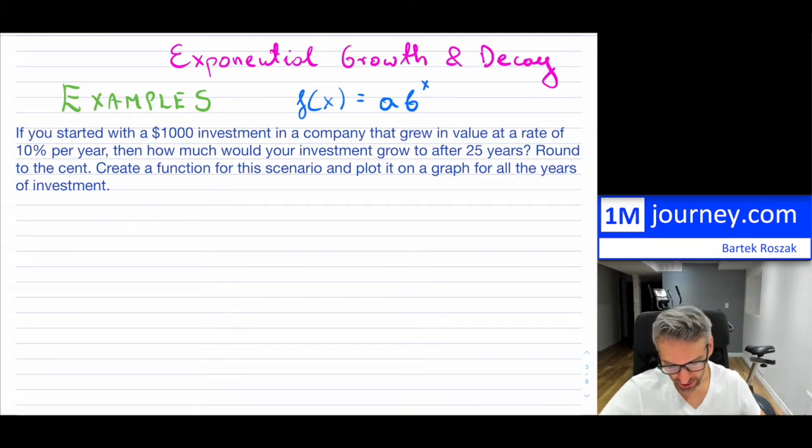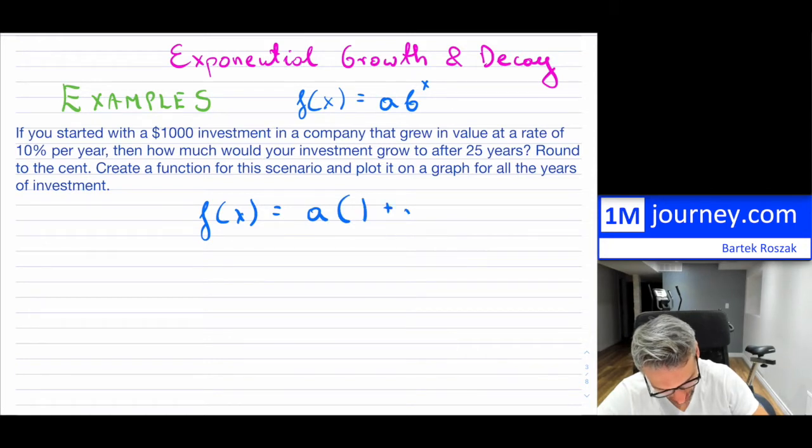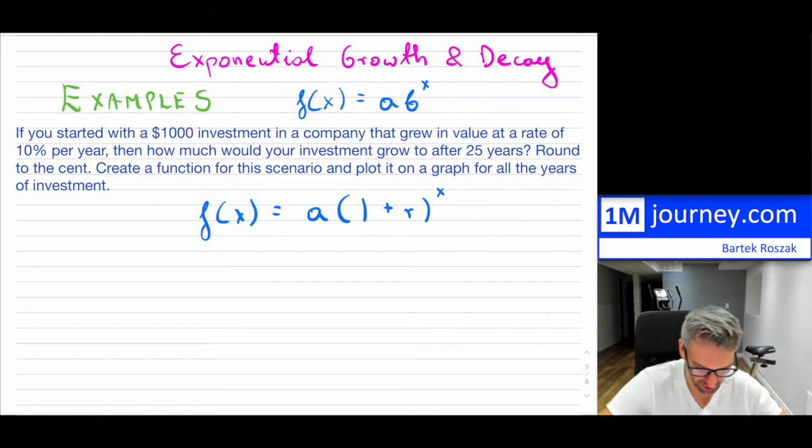If you remember, in terms of growth, instead of writing the function in the format that I did above, we can write the function in this format: a times 1 plus r, to the x. And then the x is going to be, in this case, the input, the number of years that we're investing for. Sometimes people like to put n instead of x for the number of years. We can do that. It doesn't really matter what you use as that variable.